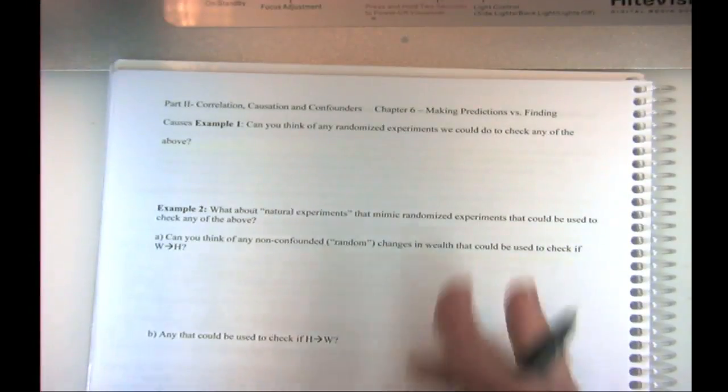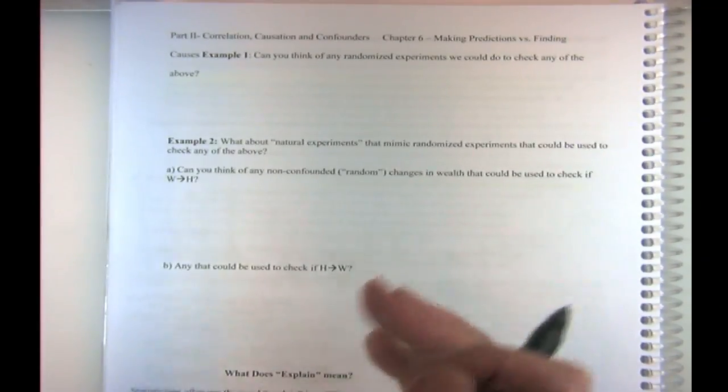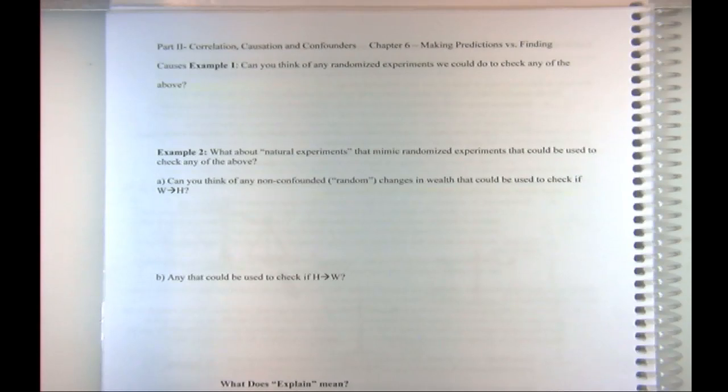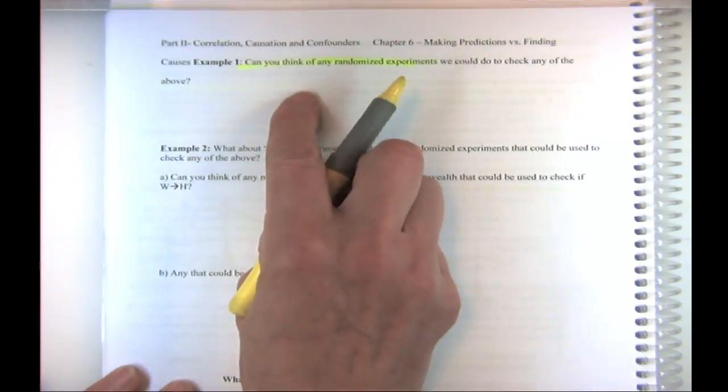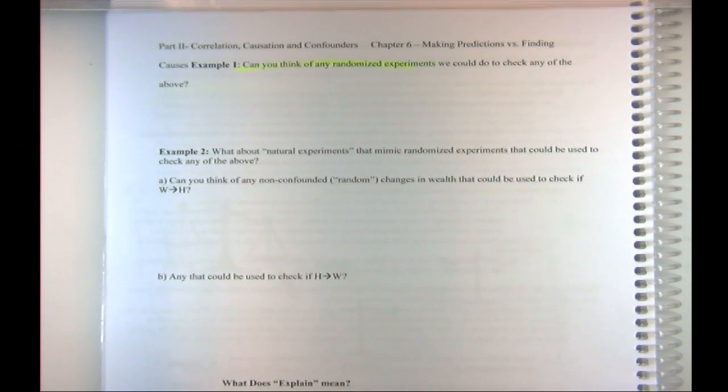right? So in the absence of a randomized, first you want to think, can you do a randomized experiment to get at this? Could you randomly assign people to be healthy or sick and see what happens to their income, or randomly assign people to be rich or poor and see what happens to their health? Could you? Well, it doesn't seem likely that we could do that. It's hard to do that.